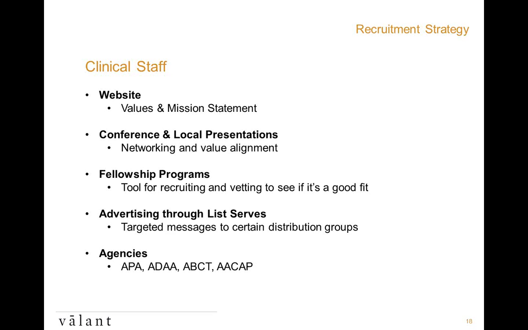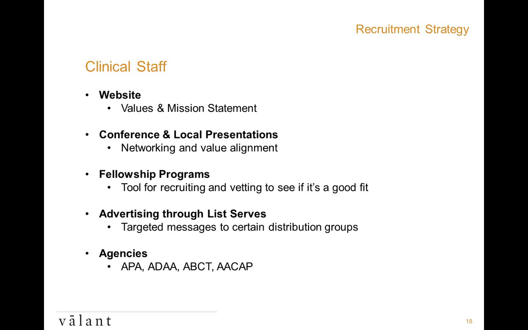Now, in order to really spread the gospel in terms of what your mission statement and values are, make sure you're presenting that information not only on your website, but also by going to conferences and local presentations and doing a lot of rich networking, value alignment, and value assessment when you're talking to other providers. And when you see somebody who aligns with what you have developed at your practice, and you see synergies between what they have established in their career track and your values and mission statement, that's a great opportunity to recruit those folks.